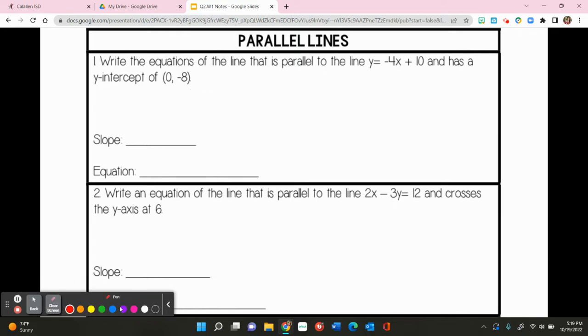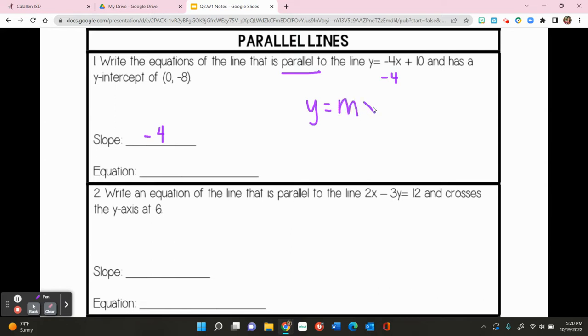So if I look at this equation, I want to find the slope of the line that is parallel to my given line. If I look at this equation, my slope is negative 4. And if I'm trying to find the equation of the line that is parallel to this given equation, remember, it has to have the same slope. So the slope of my line would be negative 4. So the equation that I'm trying to write will be in the form y equals mx plus b. I want this in slope-intercept form.